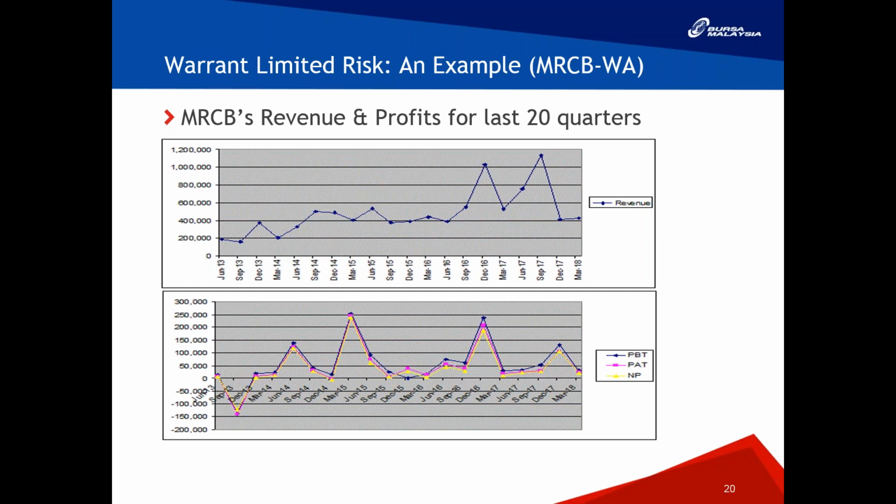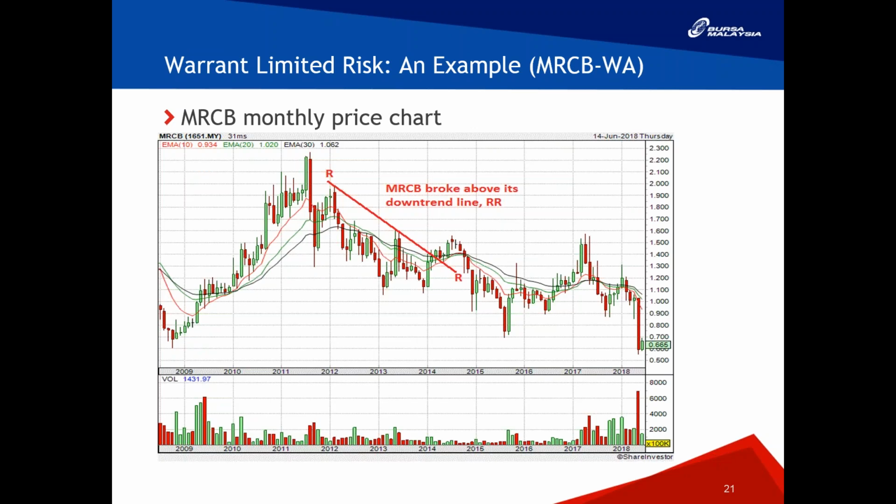So let's look at the second one, which is the warrant's limited risk, and I'm going to use an example of MRCB warrant A. Now, here you have MRCB revenue and profits for the last 20 quarters or 5 years. As you can see, in terms of profits, it is actually nothing to shout about. It is basically hovering below 50 million a quarter. Yeah, sometimes even as low as maybe 10 million. So there's nothing to shout about.